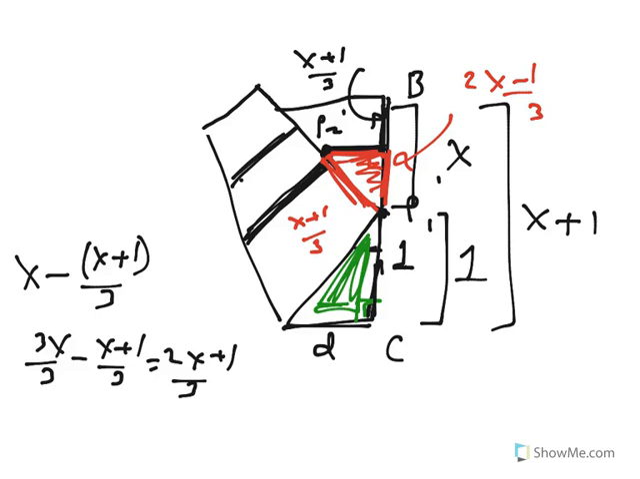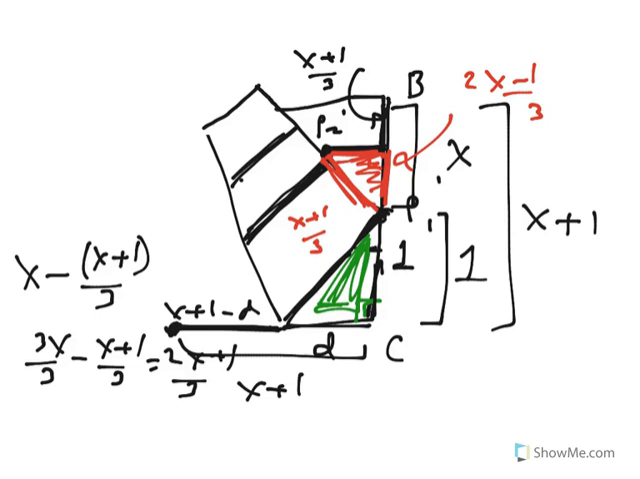The reason why I'm calling it that is that this line segment here was over here before the fold. So if this entire thing was x plus 1, then this side over here is x plus 1 minus d, and because I folded this point onto this point, this line segment and this line segment will be the same, so this is also x plus 1 minus d. So I've got these two similar triangles. One has 1 and x plus 1 minus d, and one has (2x minus 1) over 3 over here, and (x plus 1) over 3 here.